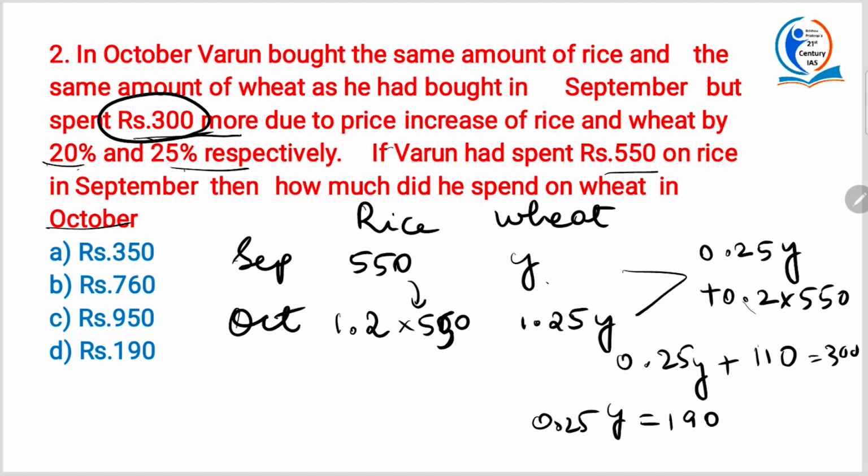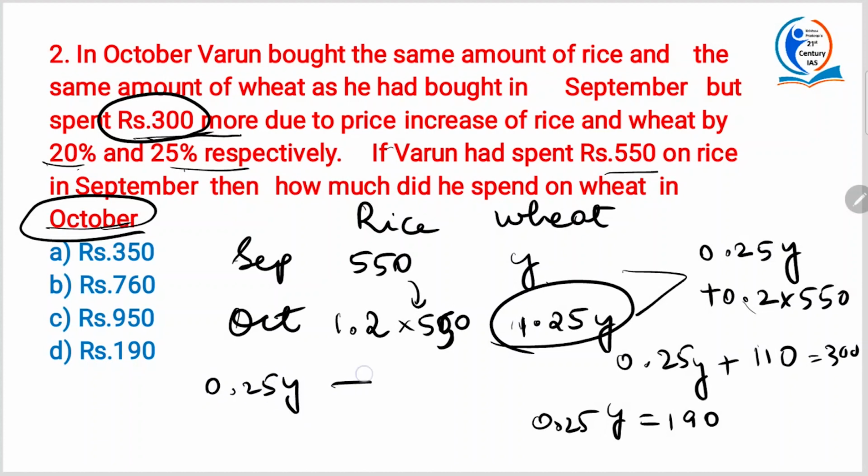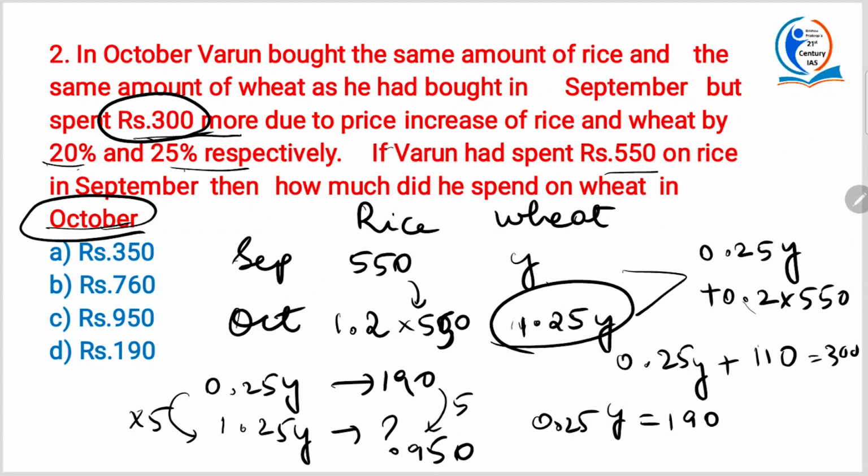Now, what is he asking? How much did he spend on wheat in October? October is this much, 1.25y. You have to be very careful. He's not asking you the value of y. He's asking you the value of 1.25y. Now, if 0.25y is costing you 190, then how much will 1.25y cost you? See, 0.25 into 5 is 1.25, right? So the answer here would be 5 times 190, that is 950.